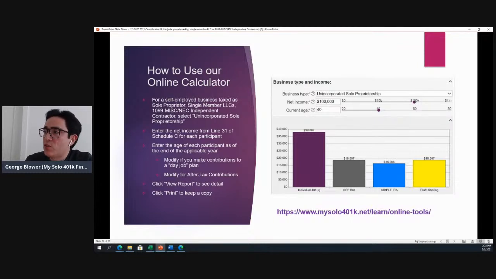Next question, can I contribute to the solo 401k in 2020 if I have not set up the account yet? I'm assuming that you mean, can you contribute to the solo 401k for 2020 if you have not set up the account yet? The answer is yes. The Secure Act extended the deadline to establish the plan until your business tax return deadline in 2021 for 2020. The conservative approach, though, is to only make employer contributions.